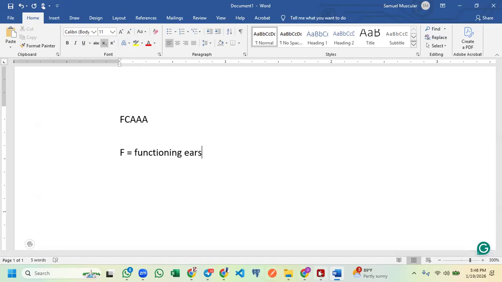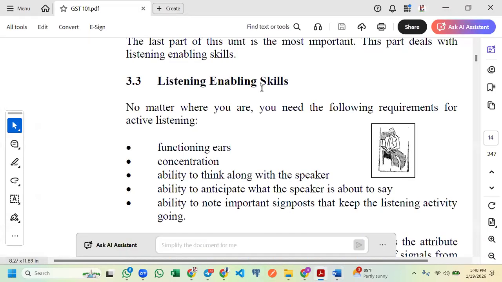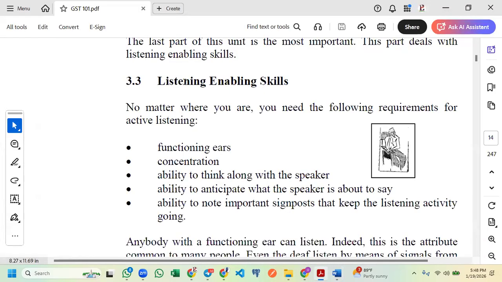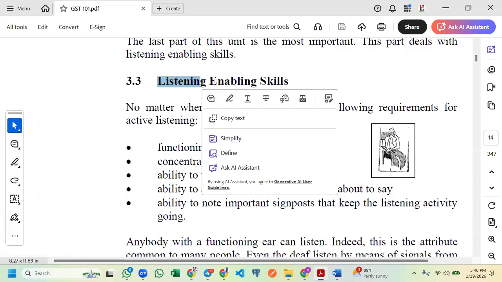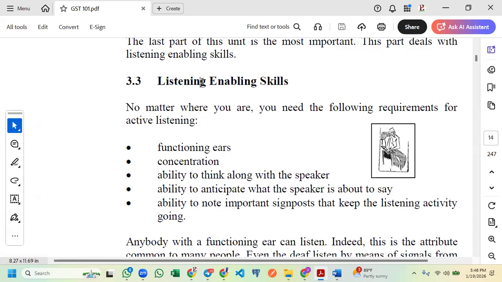We are trying to hold the listening enabling skills. What this means is the skills you will need in order to be able to listen. So if I want to be a listener now, I have some skills I must have. One of them is functioning ears, the first one. The thing is, you don't only need to know them. You must know them in this order.